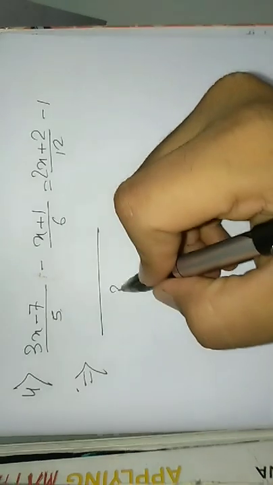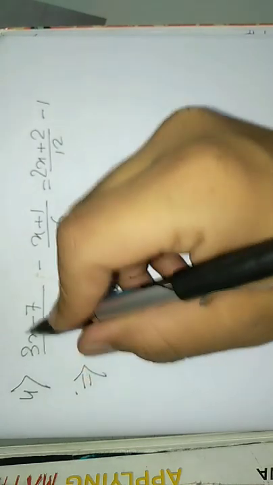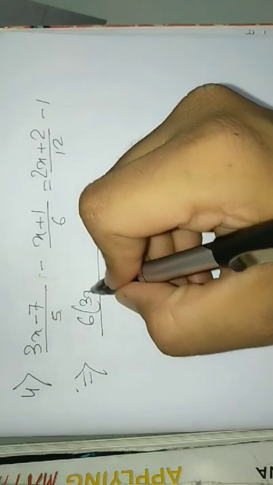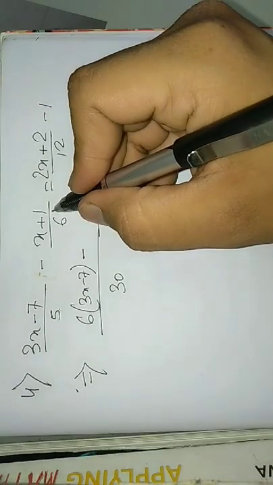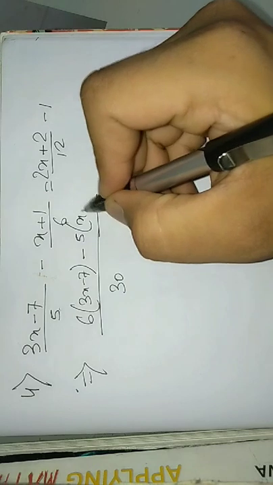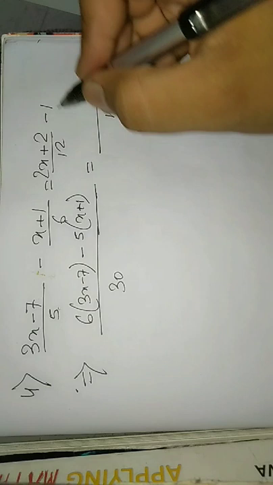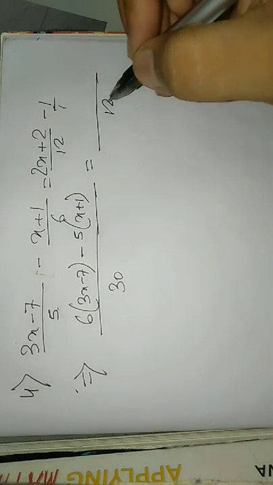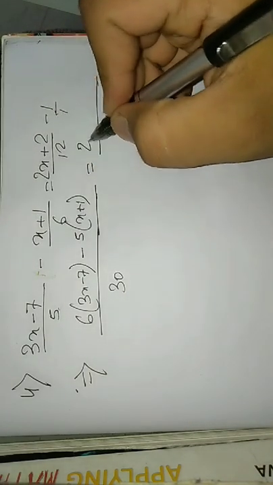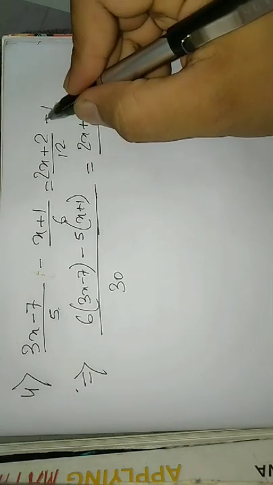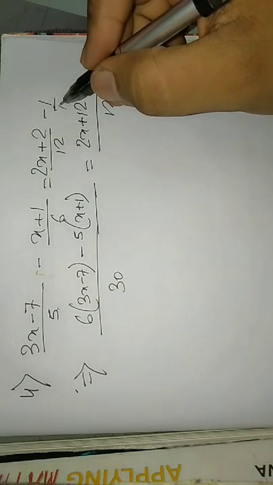So this is 30. 30 divided by 5 gives you 6. 6 into this, 6 into 3x minus 7, minus 30 divided by 6 gives you 5. So 5 multiplied by x plus 1 equal to, here also it is 12. Here also the LCM is 12. 12 divided by 12 is 1. 1 into this 2x plus 2 is 2x plus 2. And here minus 12 divided by 1 is 12. 12 into 1 is 12.